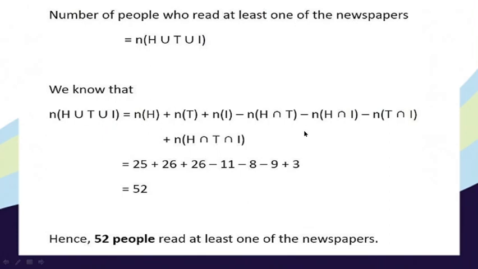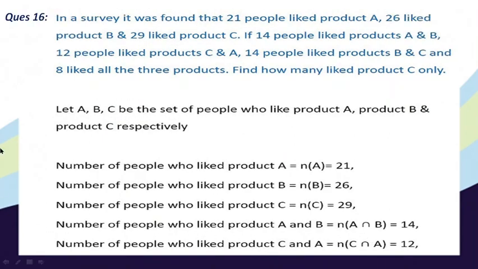So again we know this formula: n(H) plus n(T) plus n(I) minus n(H intersection T) minus n(H intersection I) minus n(T intersection I) plus the intersection of all 3 sets H, T and I. This formula is going to give us the union of all 3 sets. So put the values here and we will get 52 people read at least one of the newspapers.